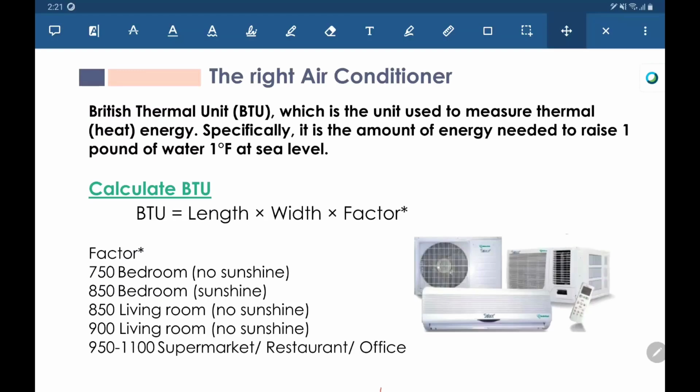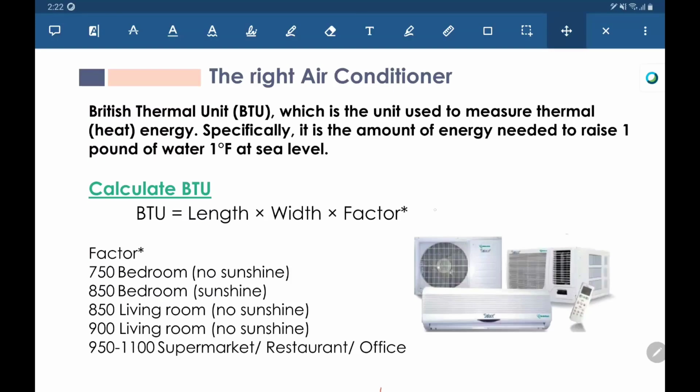And in industry, BTUs measure the quantity of heat a conditioning unit can remove from a room per hour. 1 BTU per hour is equal to 293 watts. Then, when you want to calculate BTU, the following formula is needed.